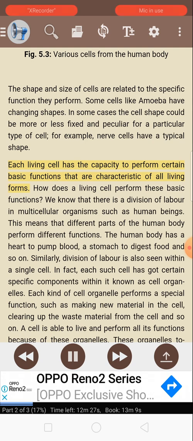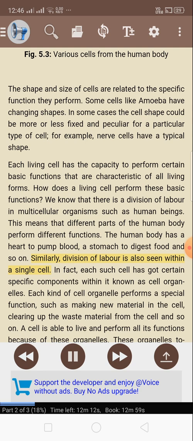Each living cell has the capacity to perform certain basic functions that are characteristic of all living forms. How does a living cell perform these basic functions? We know that there is a division of labor in multicellular organisms such as human beings. This means that different parts of the human body perform different functions. The human body has a heart to pump blood, a stomach to digest food, and so on. Similarly, division of labor is also seen within a single cell.